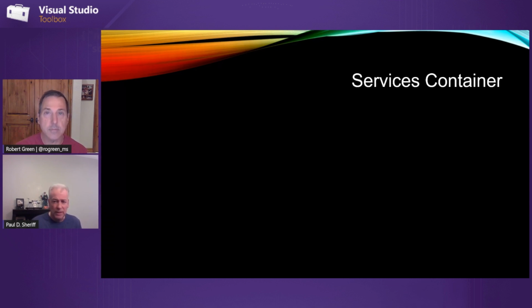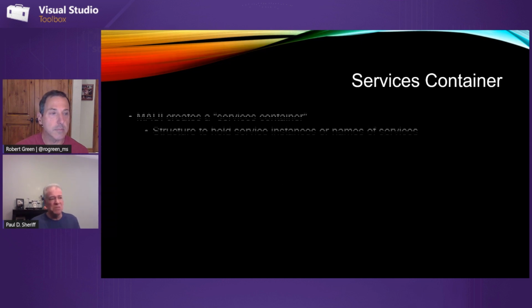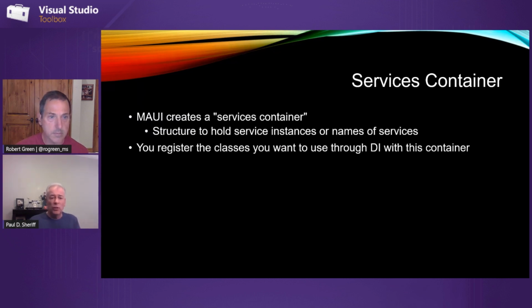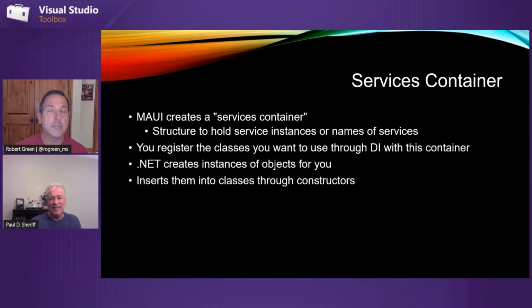So how this works is MAUI is going to create what's called a services container, and it's just a structure. That's all it is. It holds service instances and/or names of services. You're going to register the classes that you want to use through dependency injection with this container, and then .NET creates the instances of these objects for you, and then inserts them into the classes, like the view model classes, through constructors, or it could even be through the methods. So this is going to help us eliminate creating a hard-coded instance of user repository in our view model, for instance, right? We're going to have an interface that we know we can use these 5 methods.